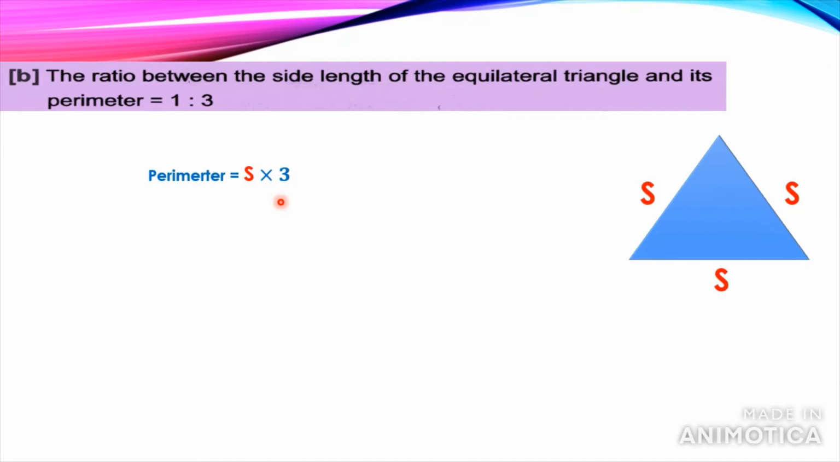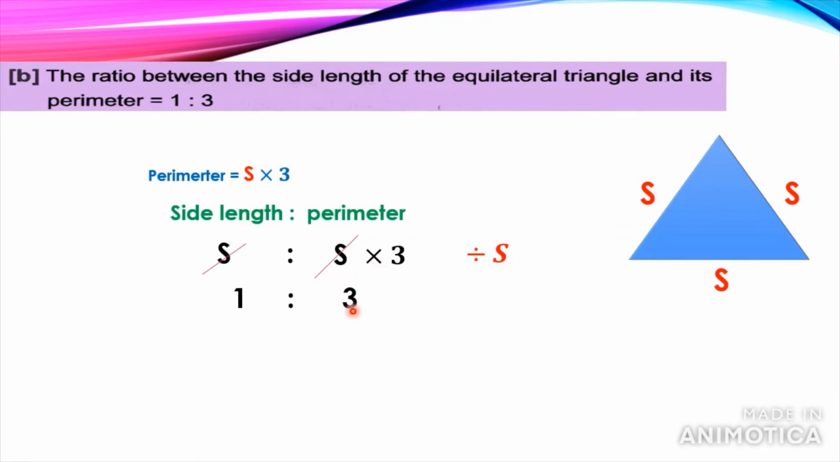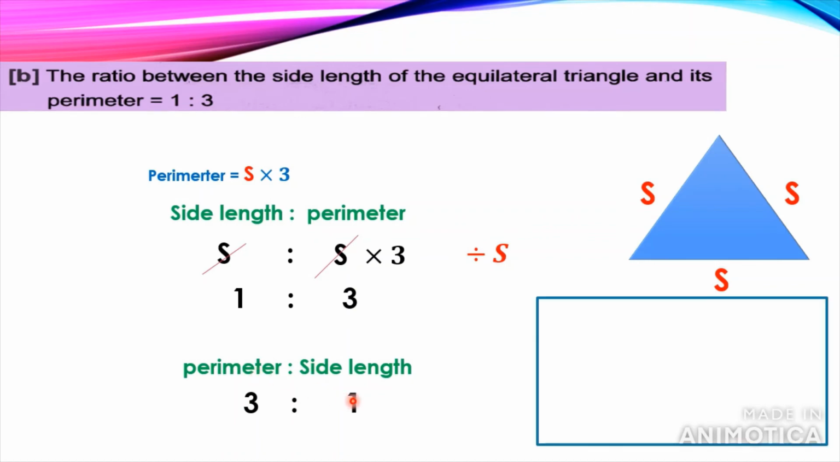The perimeter of this triangle is side times 3. I want to find the ratio between the side length and its perimeter. Side length is S, so its perimeter will be S multiplied by 3. Let's simplify. I divide by S, because S is common between the two terms. S divided by S equals 1, and S times 3 divided by S equals 3, so the ratio will be 1 to 3. If I make the opposite ratio, perimeter to side length, it will be 3 to 1.